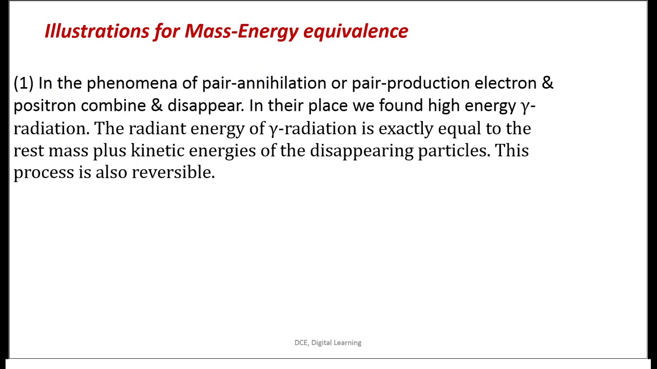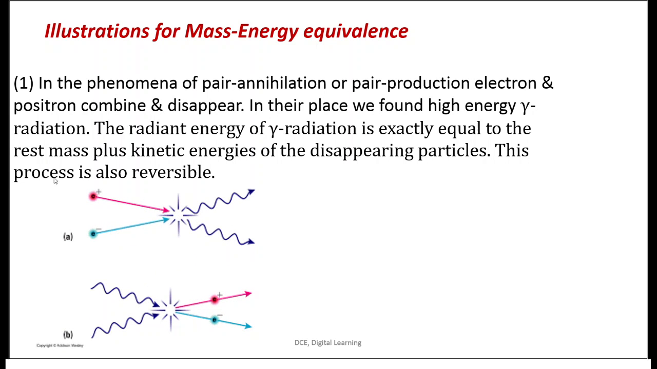Let us take an example, the phenomenon of pair annihilation or pair production. An electron and a positron combine and disappear. In their place, we find high energy gamma radiation. The radiant energy of the gamma radiation is exactly equal to the rest mass plus kinetic energy of the disappearing particles. This process is also reversible.